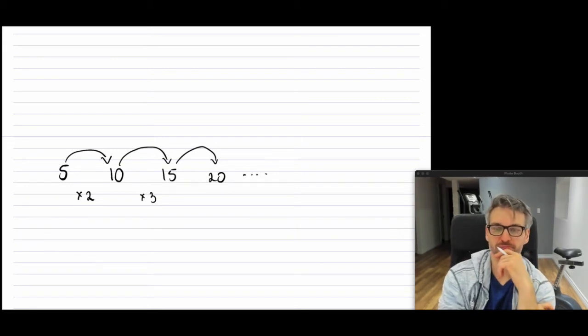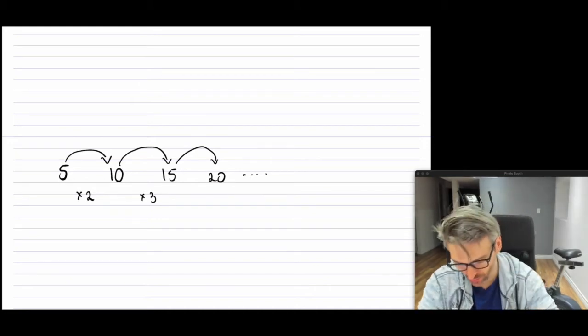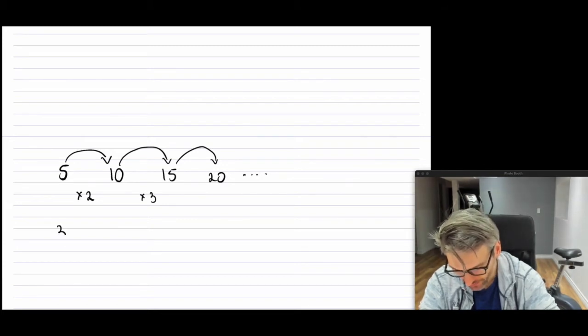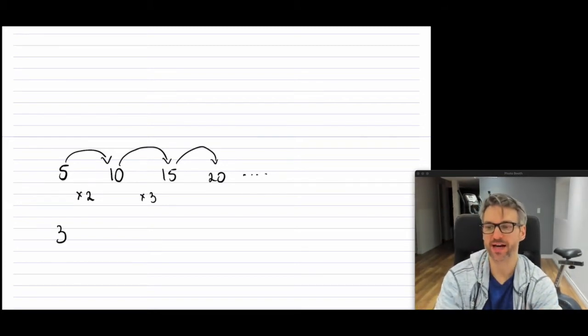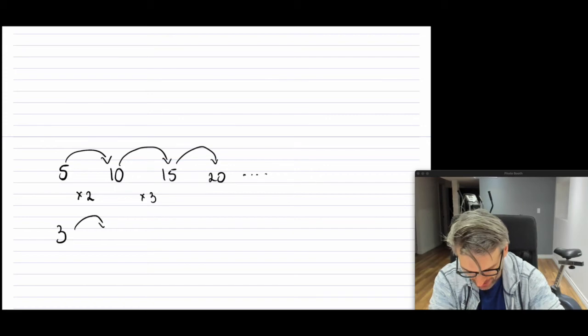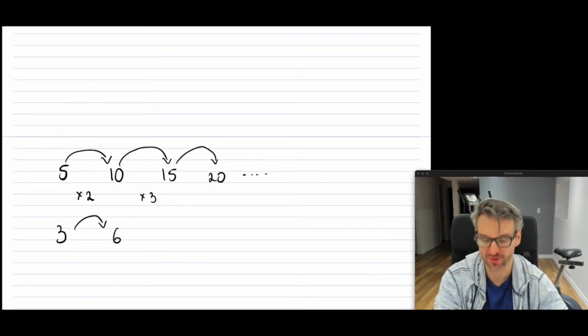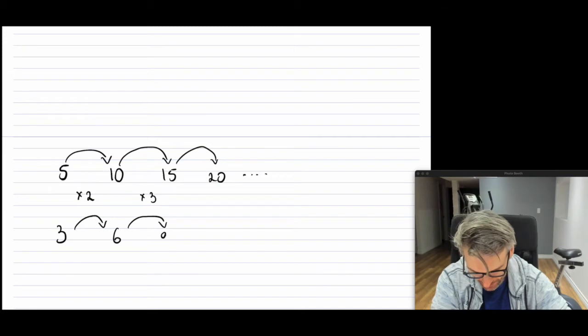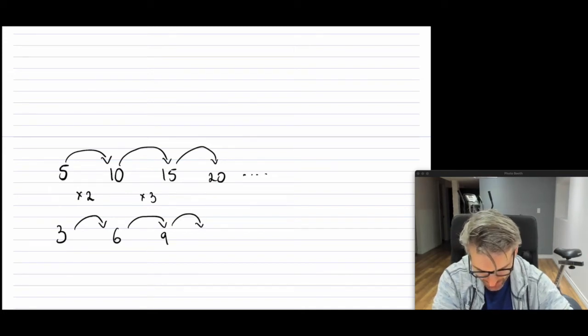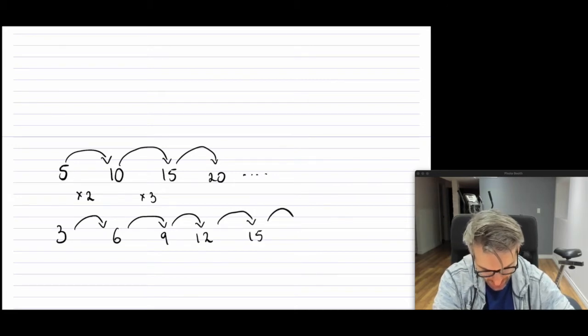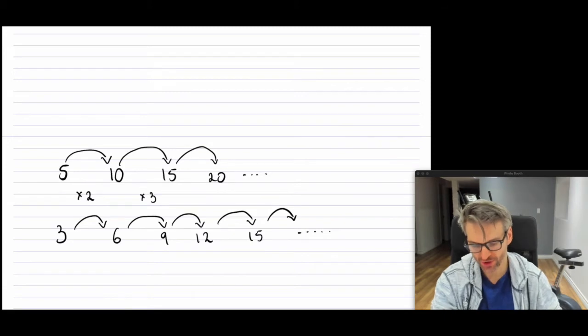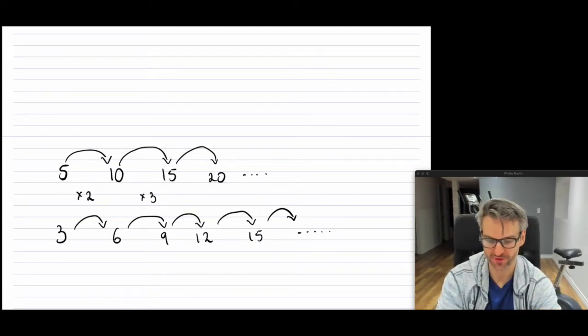Now you can take another number, right? If you have some other number you may want to work with, let's say 3, you can do the same thing and ask, what are all the multiples of 3? The next one is going to be 6, again times 2. Then it's going to be 9, then 12, then it carries on, 15, and so on and so on. So these are all multiples of 3 and then multiples of 5.